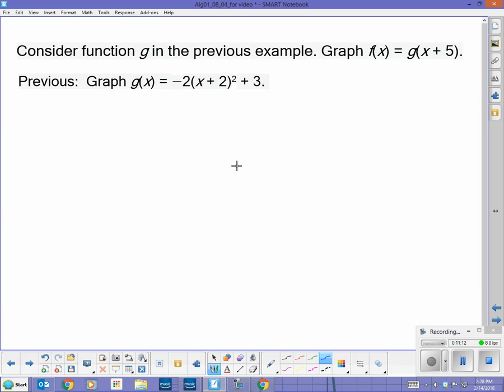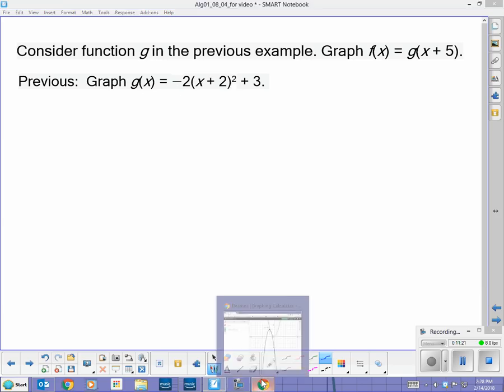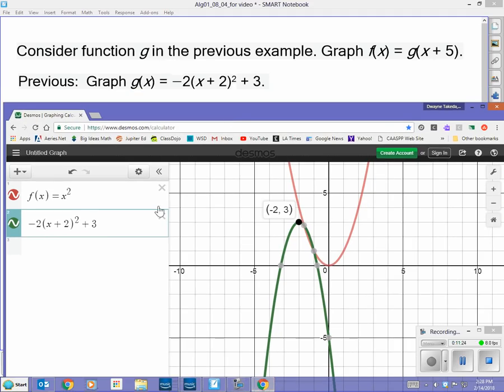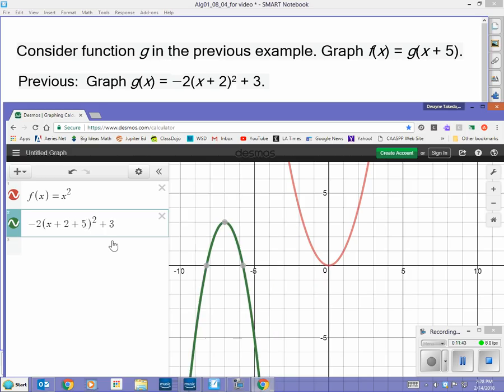Consider the function g in the previous example. We want to graph f of x equals g of x plus 5. And the previous graph was g of x equals -2 (x plus 2) squared plus 3. So here's the previous graph. So what is this saying here? This is saying that we're going to take this one and we're going to add 5 to the input. So what's going to happen if I'm going to go right in here, I'm going to add 5 to it. It's going to translate it 5 units further to the left. Okay?